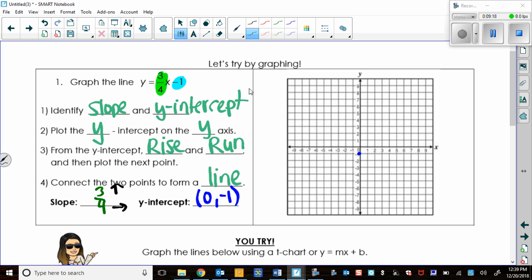So I already broke it down for you here. You're going to start with the top number by going up 3 from this point, 1, 2, 3, and going to the right 4, 1, 2, 3, 4.